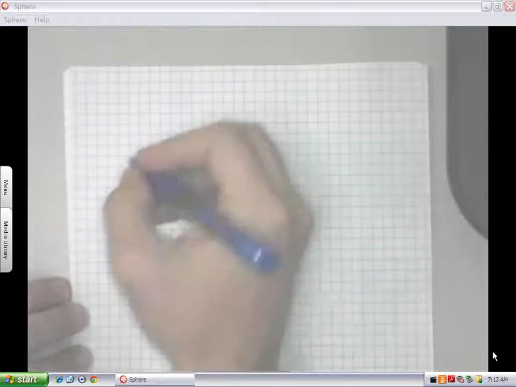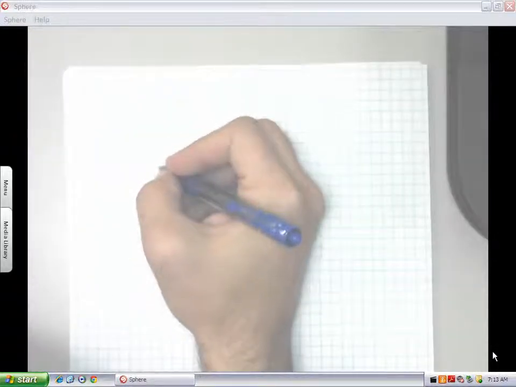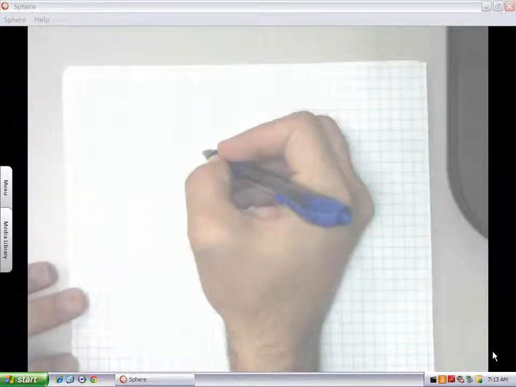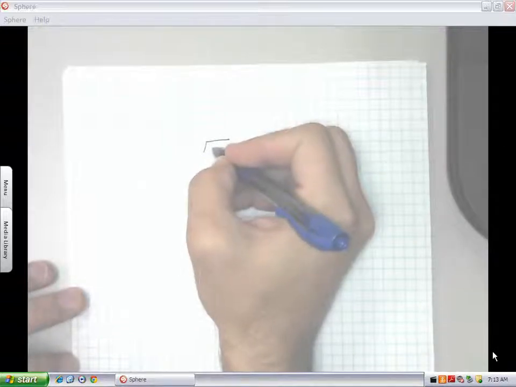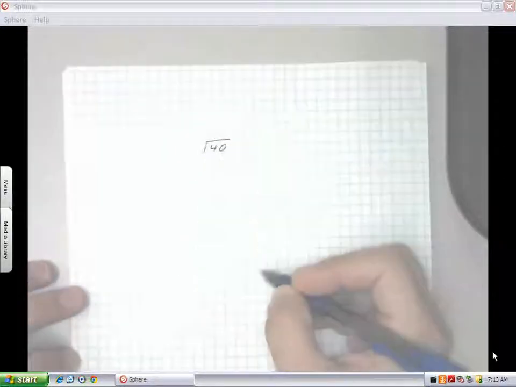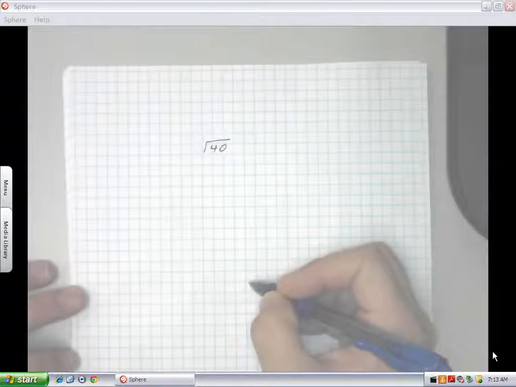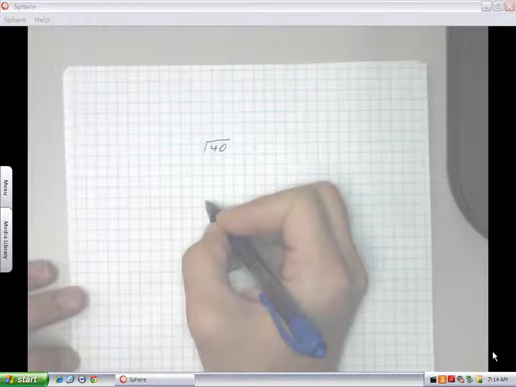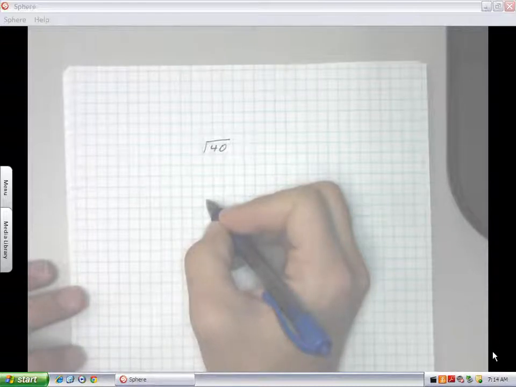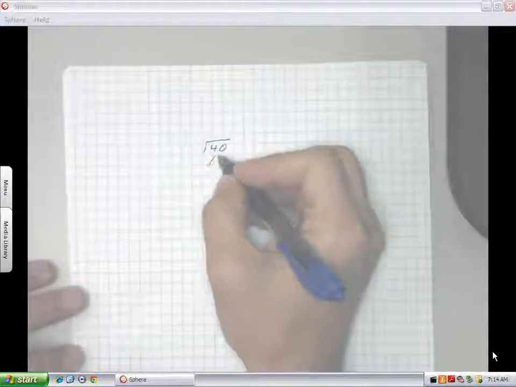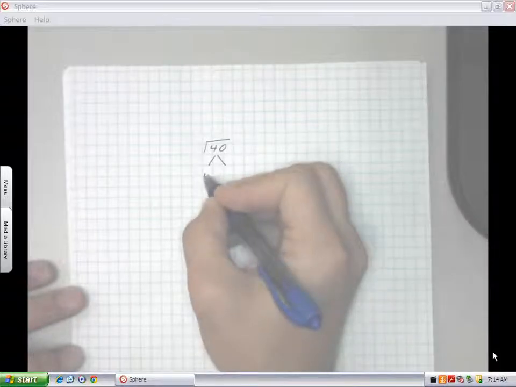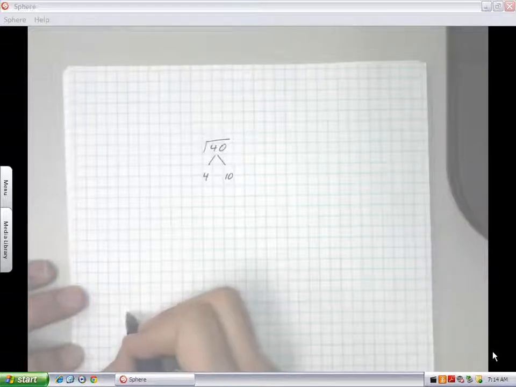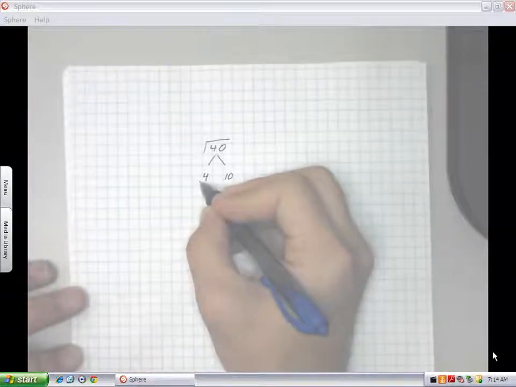We're going to take a look at simplifying radicals in this video. So let's say I have the square root of 40. One of the things we can do is find the biggest perfect square that goes into 40. Just thinking about my perfect squares, I know that 4 is the biggest perfect square that goes into 40 10 times. So I'm going to rewrite the square root of 40 as the square root of 4 times the square root of 10.